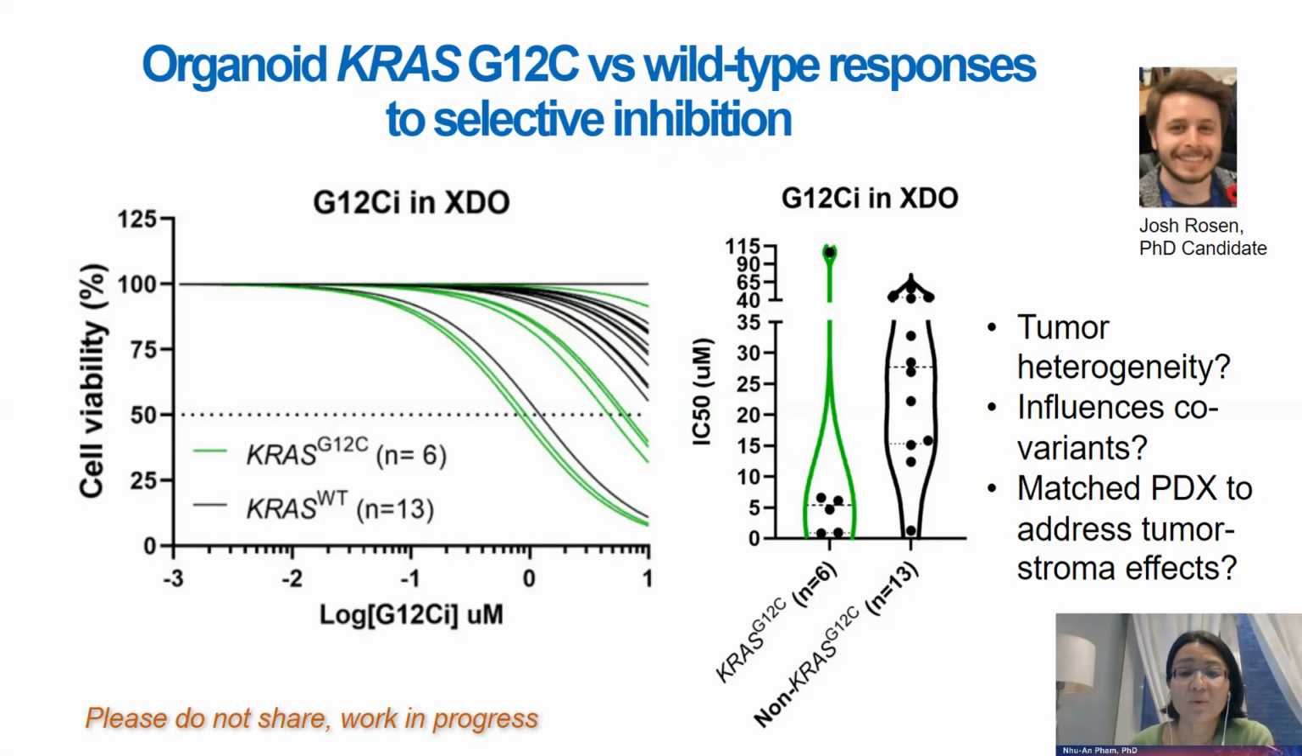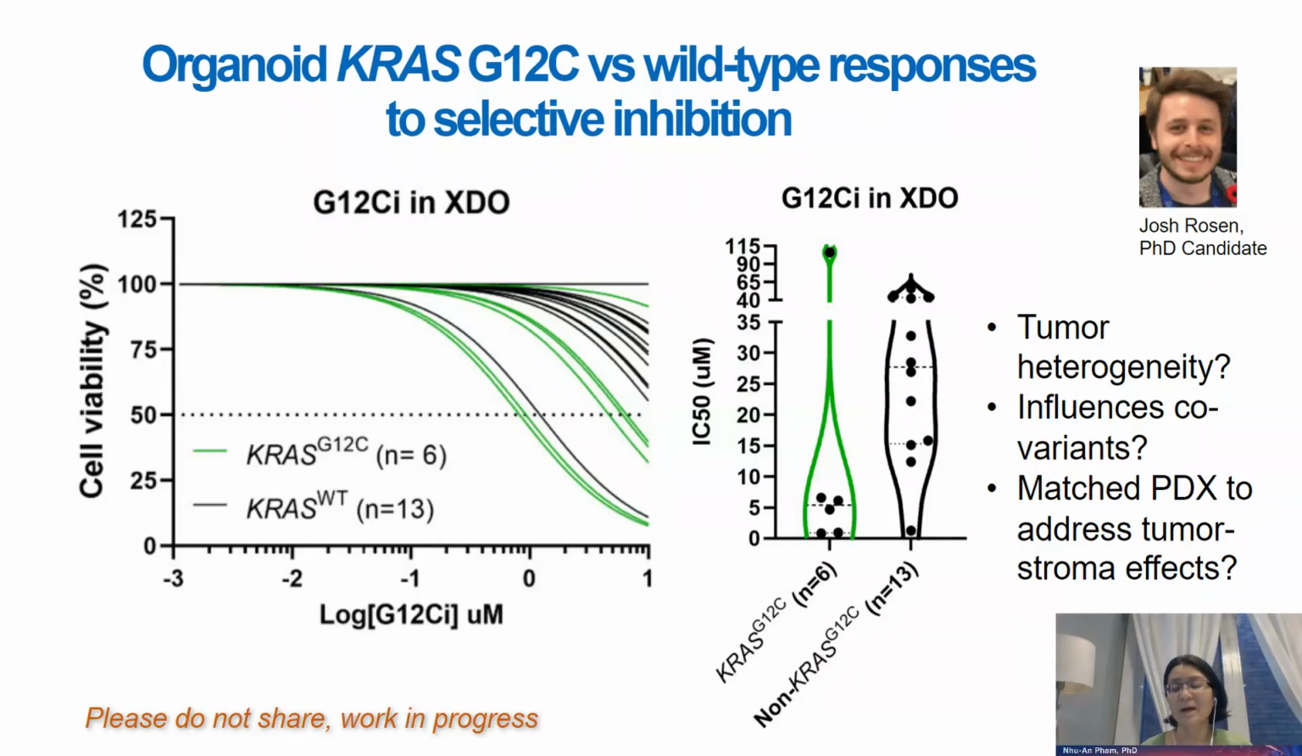And here Josh shows that with the xenograft-derived organoid models, we're able to show that the KRAS G12C, the green lines, are more sensitive to the inhibitor than the KRAS wild type models. And here they're shown in the dose range that they were tested on. In the right panel, by their IC50, you can see that most of the mutants are being inhibited, except there's one model that is resistant. And as for the KRAS wild type models, there's a range of sensitivity.